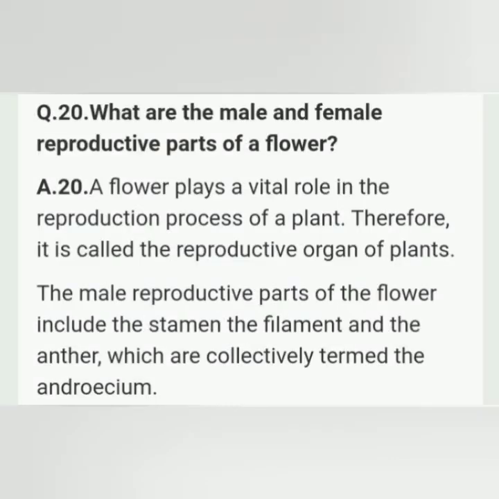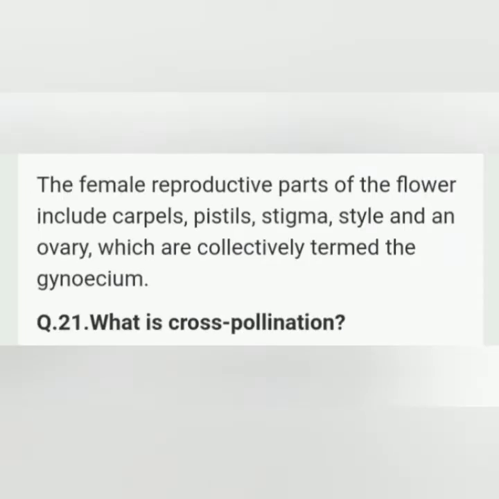Question. What are the male and female reproductive parts of a flower? Answer. A flower plays a vital role in the reproduction process of a plant. Therefore, it is called the reproductive organ of plants. The male reproductive parts of the flower include the stamen, the filament, and the anther, which are collectively termed the androecium. The female reproductive parts of the flower include carpels, pistils, stigma, style, and an ovary, which are collectively termed the gynoecium.